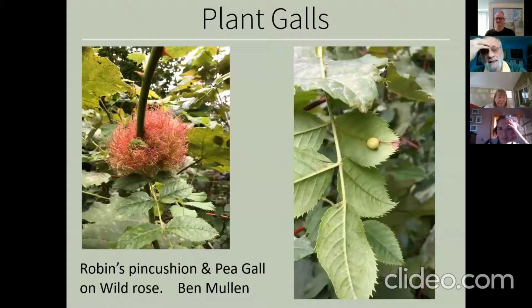Right. I'm going to talk a bit more about the robin's pincushion gall in my presentation, but the one on the right is the pea gall. Now, this is one that you can't tell the species that caused it, because there are two species that cause galls similar to this on rose. One is Diplolepis eglanteriae, which this probably is, and the other one is Diplolepis nervosus, the Sputnik gall.